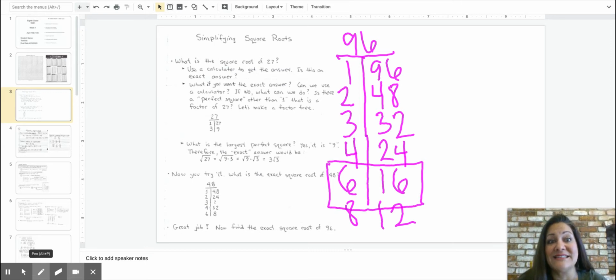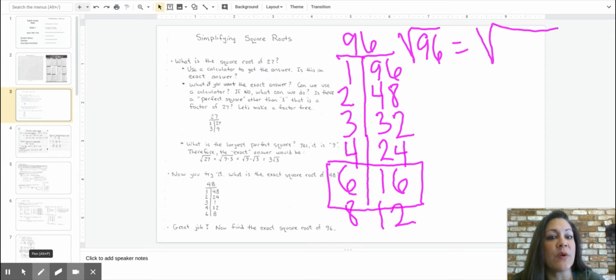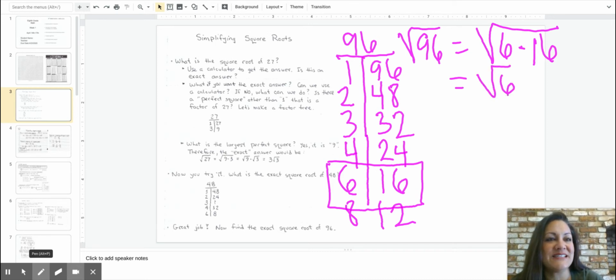6 and 16. Okay, so the square root of 96 equals the square root of 6 times 16. We're going to divide those out or separate those. So that is the square root of 6 times the square root of 16.